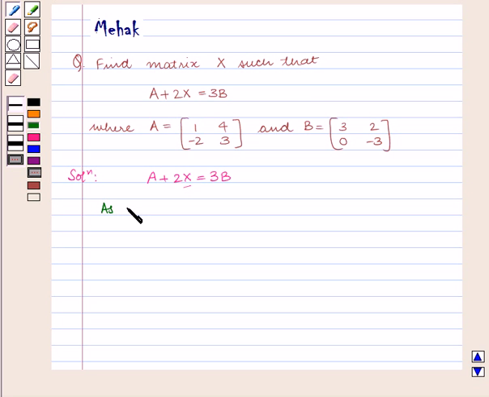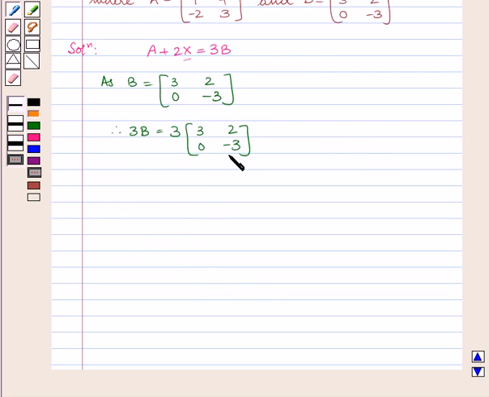Now, as B is equal to the matrix 3, 0, 2, minus 3, therefore 3B will be equal to 3 into the matrix 3, 0, 2, minus 3. When a matrix is multiplied by a scalar, the scalar has to be multiplied by every element of the matrix. So, 3B is equal to the matrix 3 into 3, 2 into 3, 0 into 3, minus 3 into 3, which is equal to 9, 6, 0, minus 9.